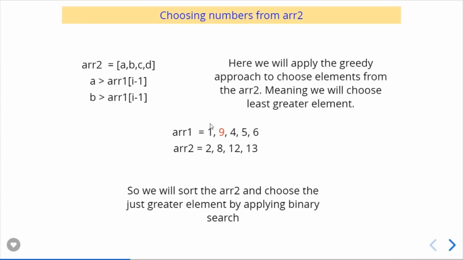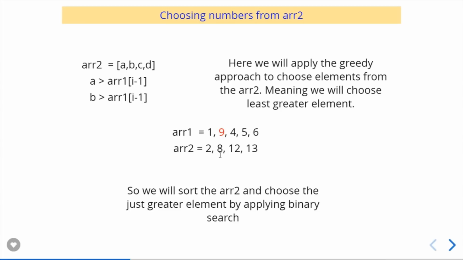We'll look at the array I minus 1th value, 1. So how many values in this array are greater than 1? That is all the values, 2 8 12 13, all the values are greater than 1. So can we apply any value there? No, we need to apply the value which is just greater than this particular value, that is 1. So that is 2. So we'll apply 2 over here, and the value at this particular position will be 2. So now the array will be 1 2 4 5 6.